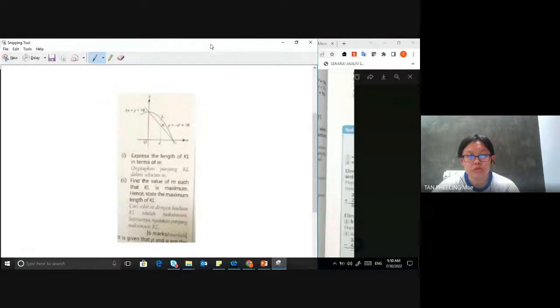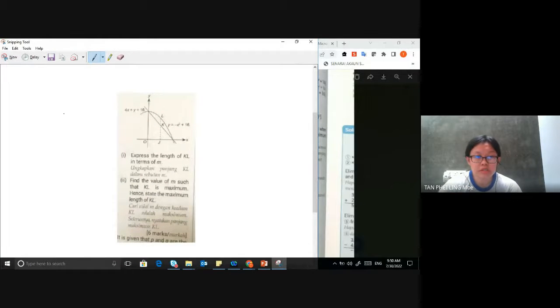Express is done already. Now, let me write it out. It should be the KL that we got from the first part: KL equals minus M squared plus 4M. Now part 2: find the value of M such that KL is maximum. If they tell you that KL is maximum, that's the keyword, maximum, right? They ask you to state the maximum length of KL. So they ask you for M.